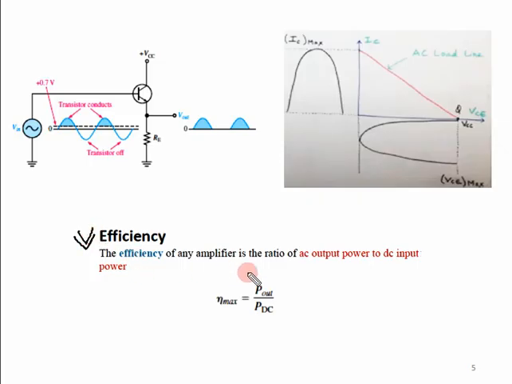Efficiency of an amplifier is a ratio of two powers: the output power and the input power. The output power should be in terms of AC, so we say this is the AC output power. The input power is how much DC power the amplifier is getting from the VCC, so it should be a DC power. Next we discuss that. Thank you.